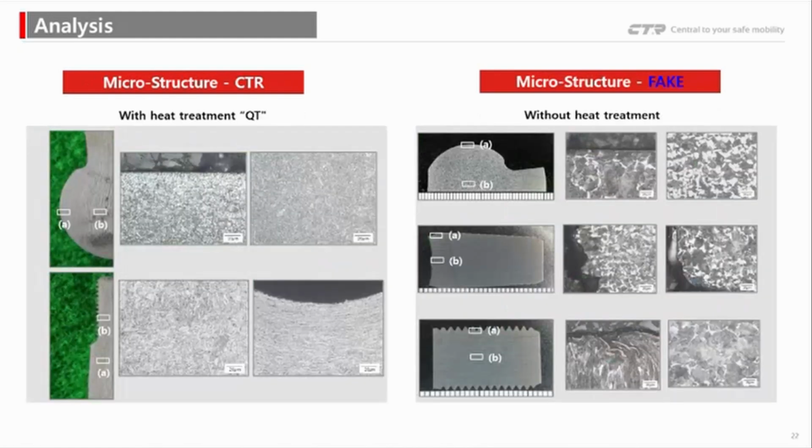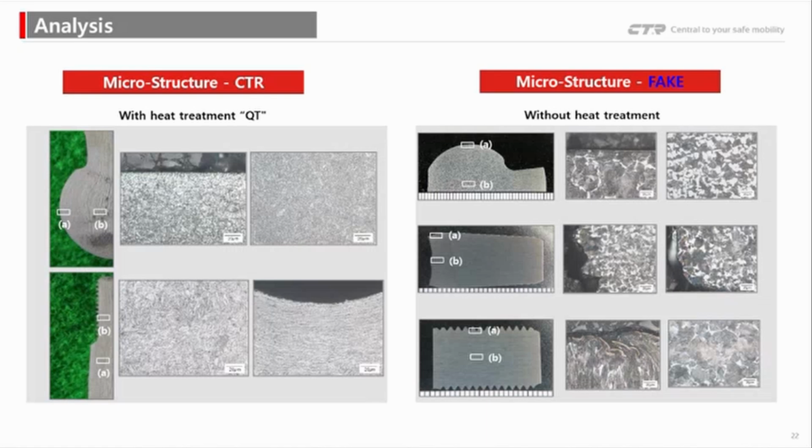In this analysis, we compare the microstructure of the CTR genuine part and the fake product. On the left side, we have a CTR product which has undergone proper heat treatment, specifically the quenching and tempering process. As you can see, both the surface and the core show a uniform fine-grained structure, which provides high strength, toughness, and fatigue resistance. This consistent heat treatment is essential for ensuring safe performance over time.